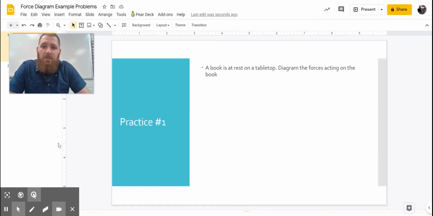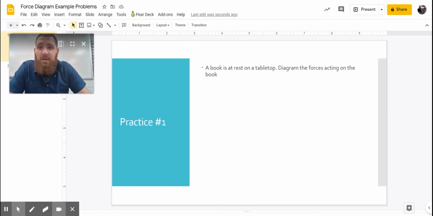All right, ladies and gentlemen, here's example problem number one. We have a book at rest on a tabletop. Now we're going to diagram the forces acting on this book. To do that, we're going to go up to the toolbar up top.